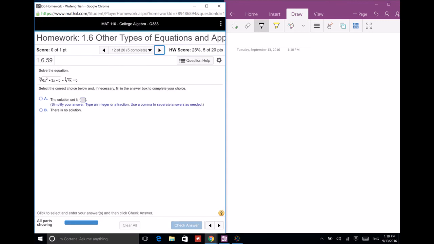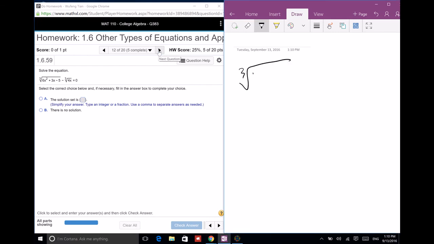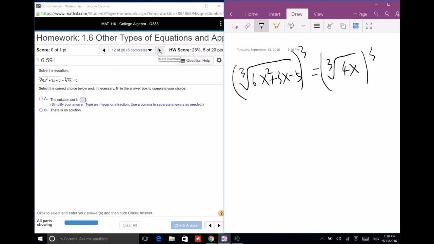Well, this one is a cube root, so not really hard. Cube root of 6x squared plus 3x minus 5 equals cube root of 4x. So you raise both sides to the third power. So you don't have any cube root anymore. So 6x squared plus 3x minus 5 equals 4x. It's a quadratic equation. And then you solve that. Okay.